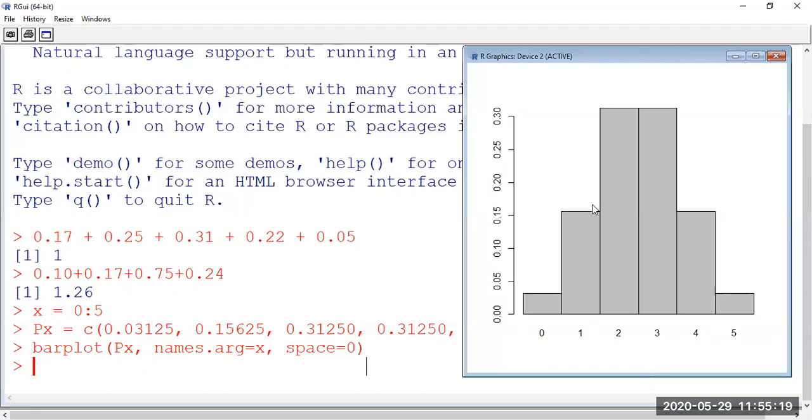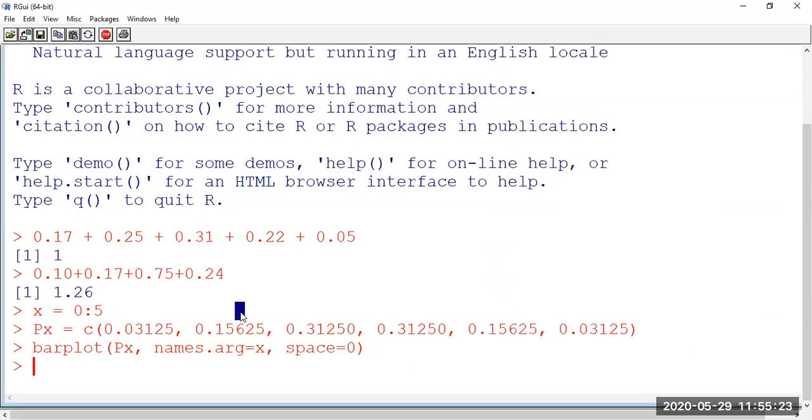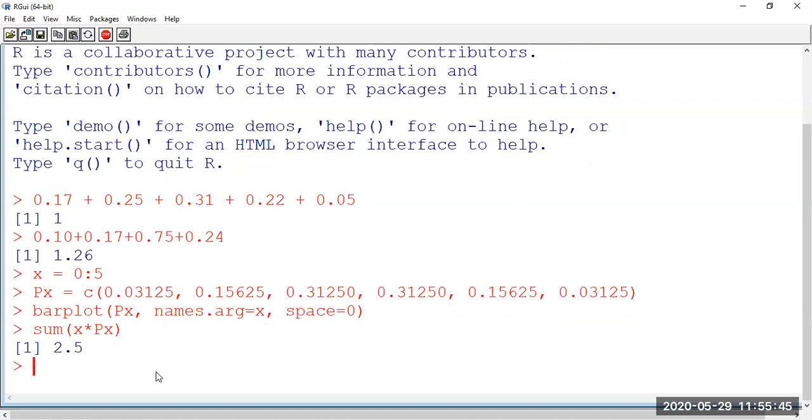That's the histogram for that probability distribution. We have here the values. That table shows information for 0 through 5 and the corresponding probabilities. Now we're going to just get the sum of x times the probability, p of x. So we get 2.5. That's the mean.